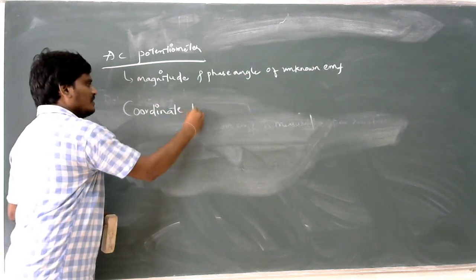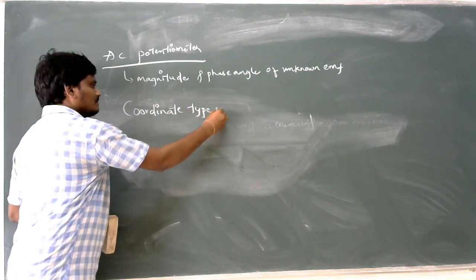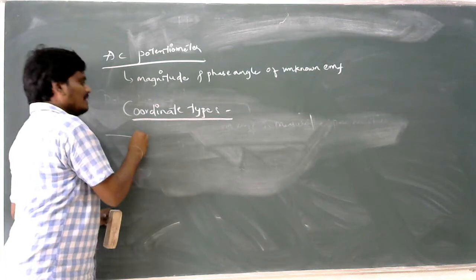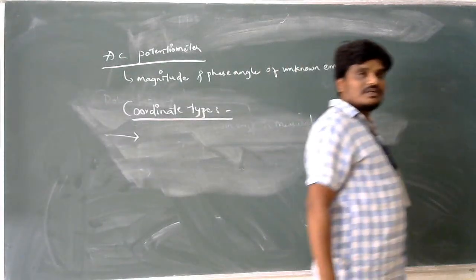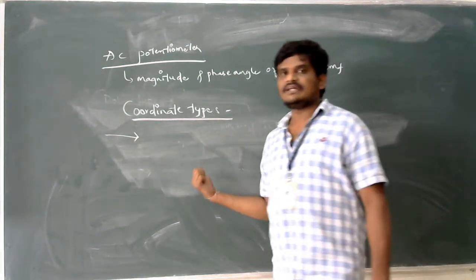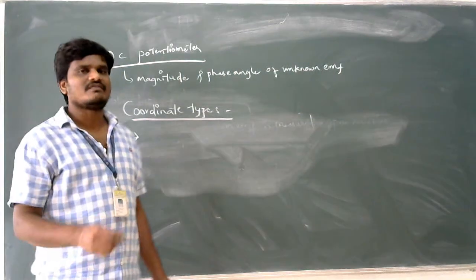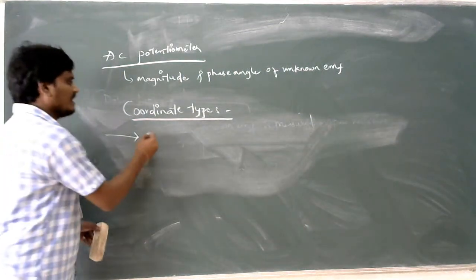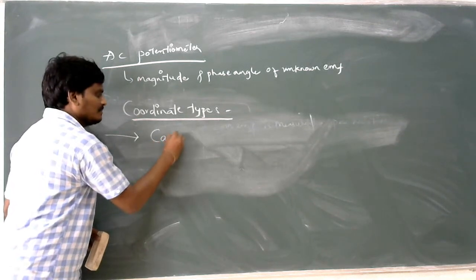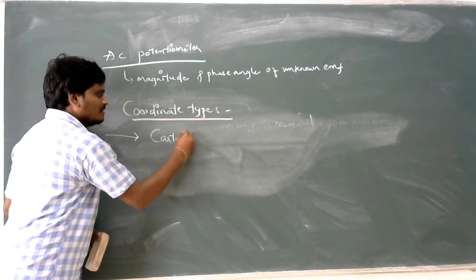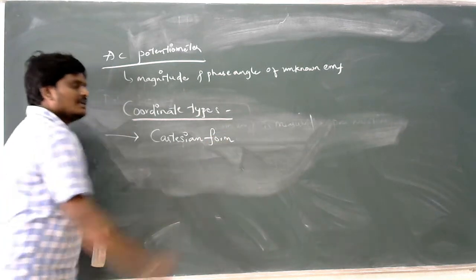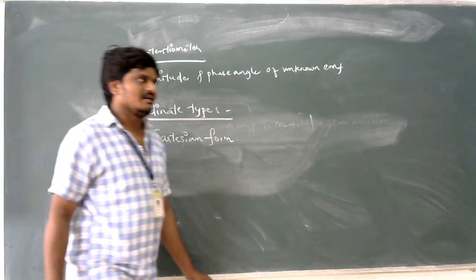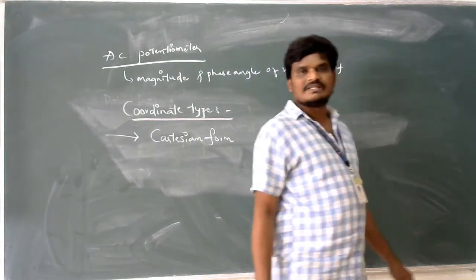Coordinate type potentiometer. In this type of potentiometer, both the magnitude and phase angle of the unknown EMF are measured in Cartesian form.